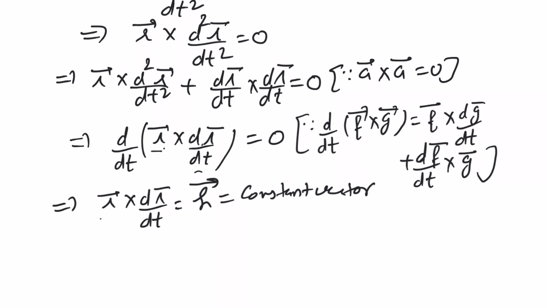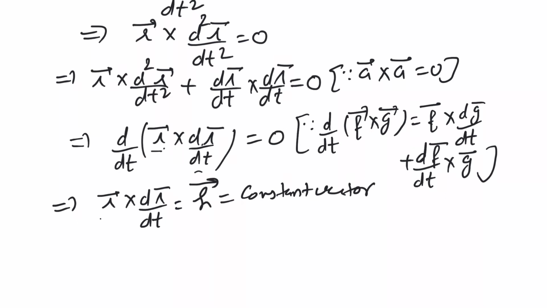Okay, and this is a vector quantity because this thing is a vector, and differentiation of a vector is also a vector, and the cross product of two vectors is a vector quantity. And this will be a constant, so h is a constant vector. This is not only a constant thing, it is a constant vector. Okay, fine.